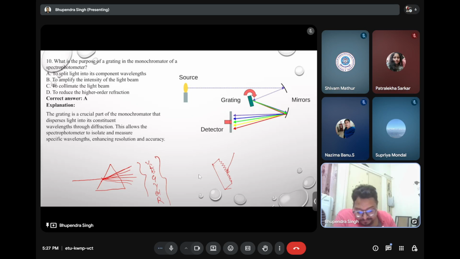Just like the prism, this grating also separates the light. Let's say this is your source, white light, or your tungsten lamp in your spectrophotometer. After hitting the mirror, it goes to the grating, and this grating will disperse the light into all the wavelengths.